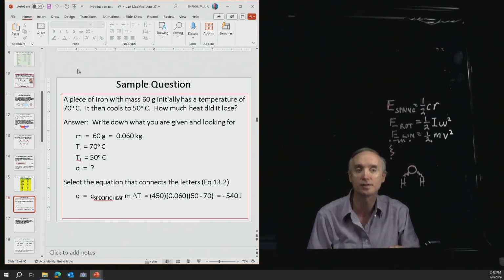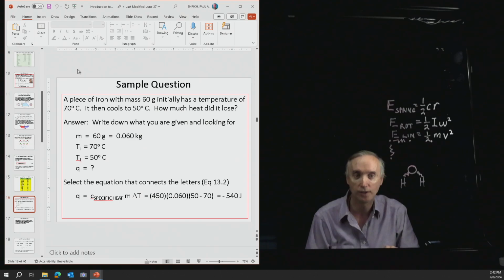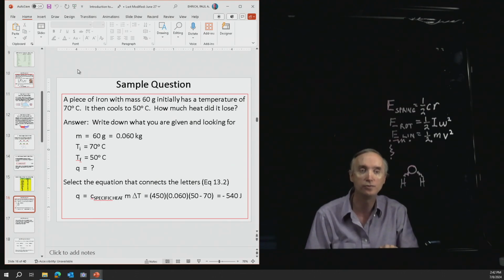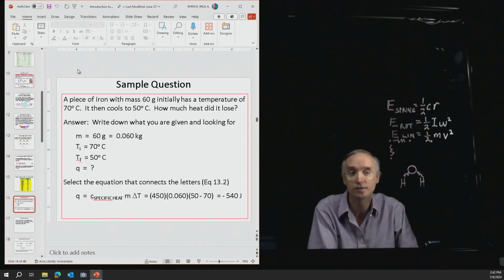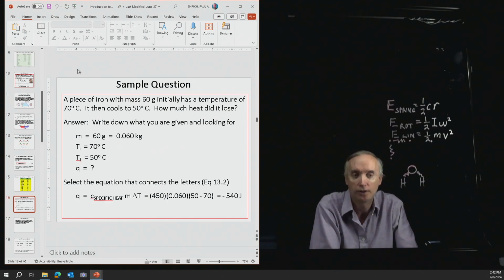So the mass is 60 grams, but notice that's the wrong unit. So we have to convert from grams to kilograms. Then the initial temperature was 70, the final temperature is 50. We're trying to figure out how much heat it lost. So we're going to use equation 13.2, find iron in our chart of specific heats, and then plug all those numbers in there, and it turns out to be negative 540 joules.